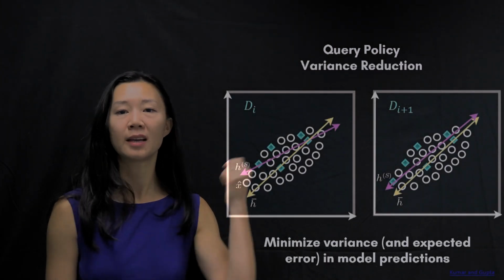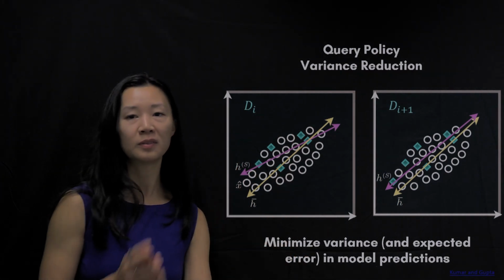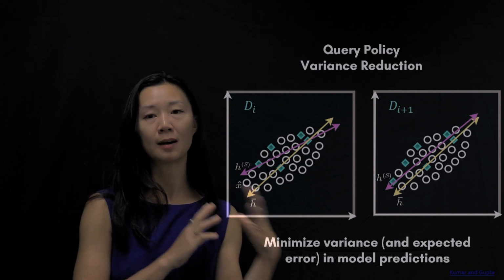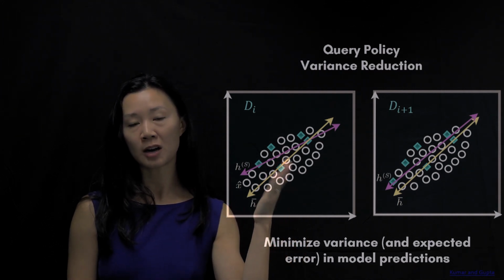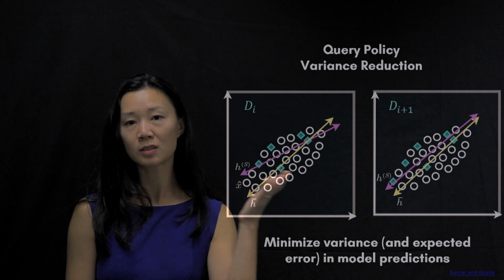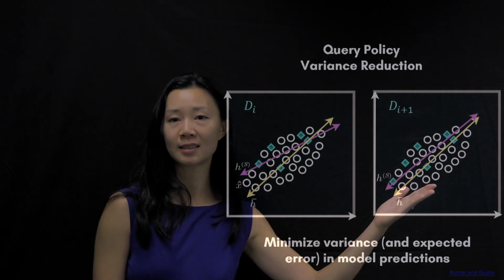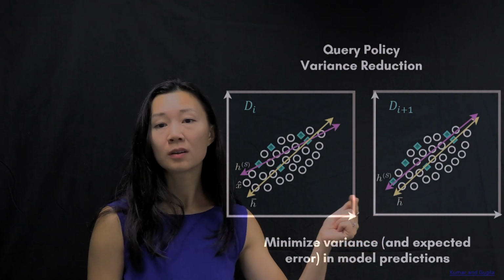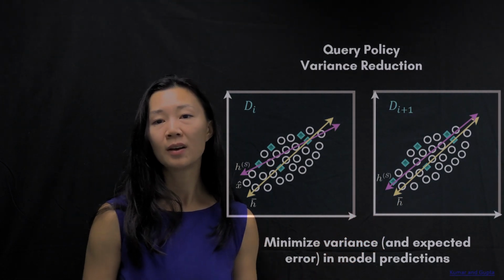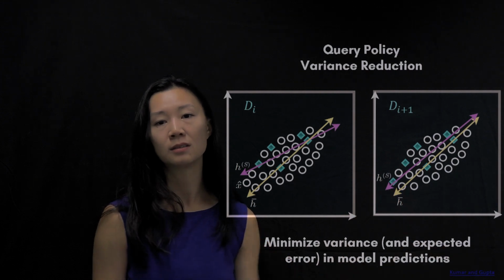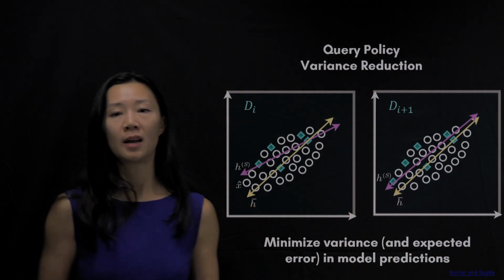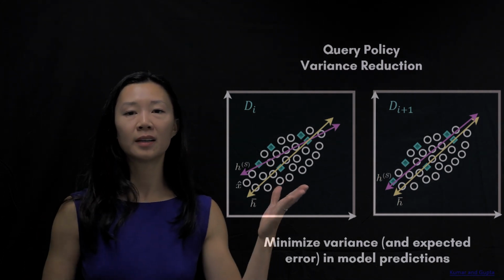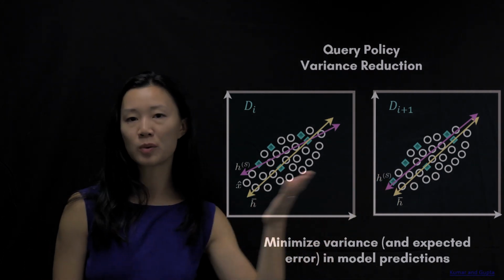The last query policy is variance reduction. And so this picture here is trying to show the difference between an update step, between iteration i, where the data is shown in this set, and then data at the next iteration where we chose this data point over here. And the whole point of this query policy is to minimize variance and subsequently expected error in the model prediction. So let's just inspect what happened between these two frames.